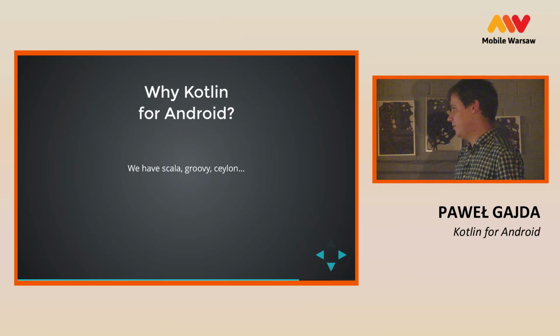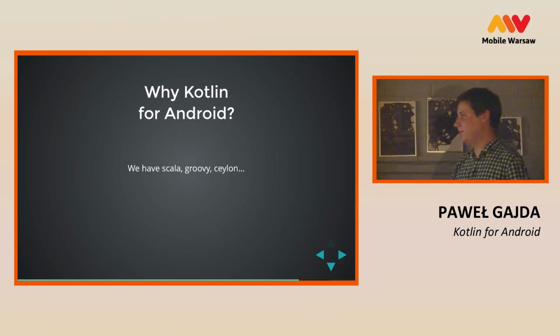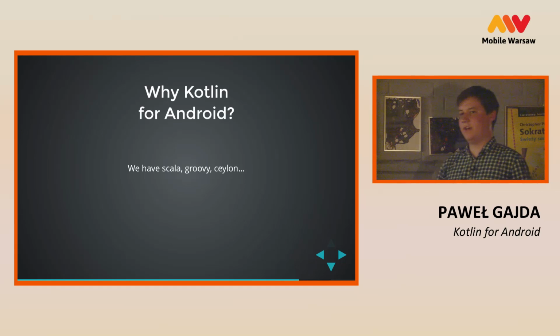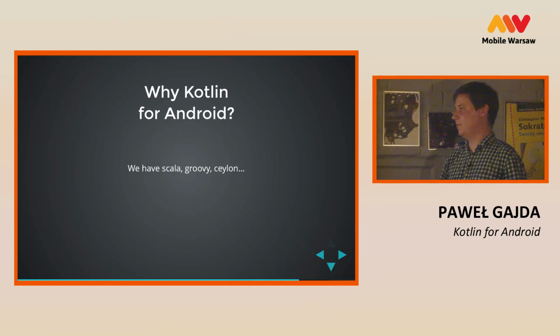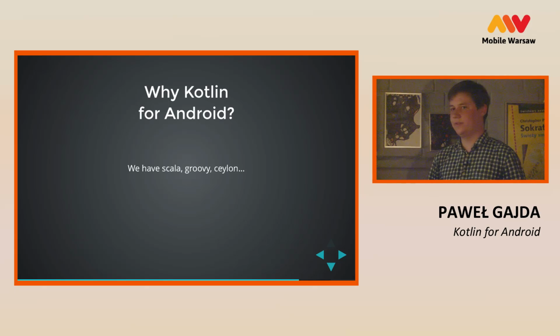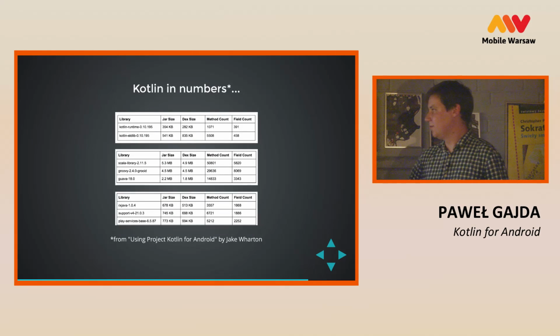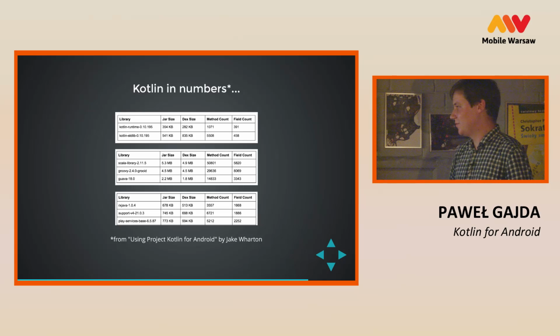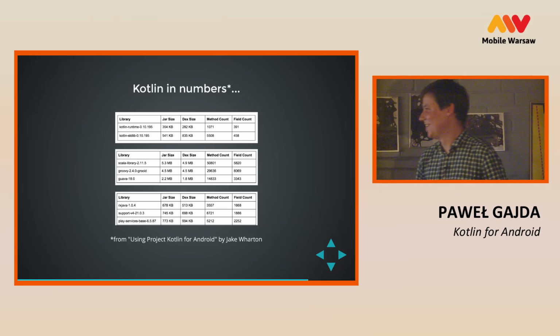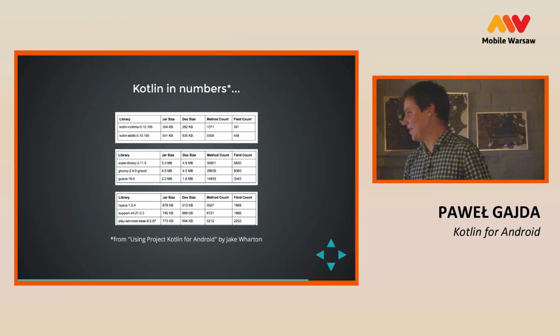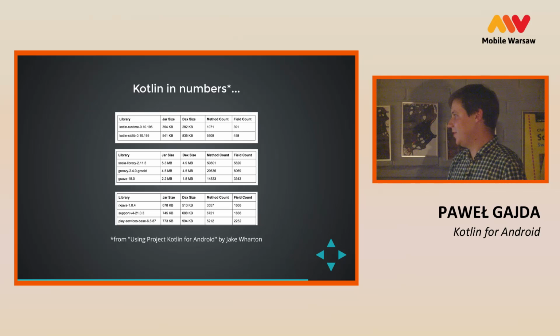So that's it. So why Kotlin for Android? We have Scala, Groovy, Ceylon. In Scala, moreover, we have Scaloid, whose functionality is similar to Anko. It also allows us to use DSL for layouts. To answer this question, I would like you to look at these numbers. It's one of the major arguments for using Kotlin.